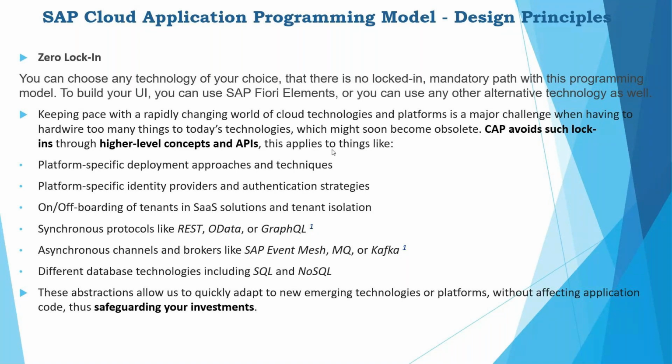Platform specific identity providers, where you can implement authentication strategies, are among the various services in the BTP. On and offboarding of tenants are there in BTP. For synchronous protocols, you can use REST, OData, or GraphQL. For asynchronous channels and brokers, you have SAP Event Mesh, Kafka, MQ, a lot of brokers. You can connect to different technologies including SQL and NoSQL. So you have a lot of facilities. Any new or emerging technology or platform that comes is not going to affect your investments, it will safeguard your investments. Clear? Any questions? No questions, right?